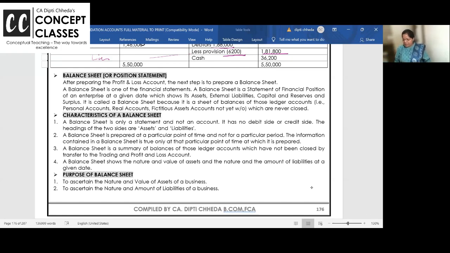Balance sheet is a statement and not an account. It has no debit or credit side. It has assets and liabilities. Yes. We make the balance sheet and we write here liability, we write here asset.